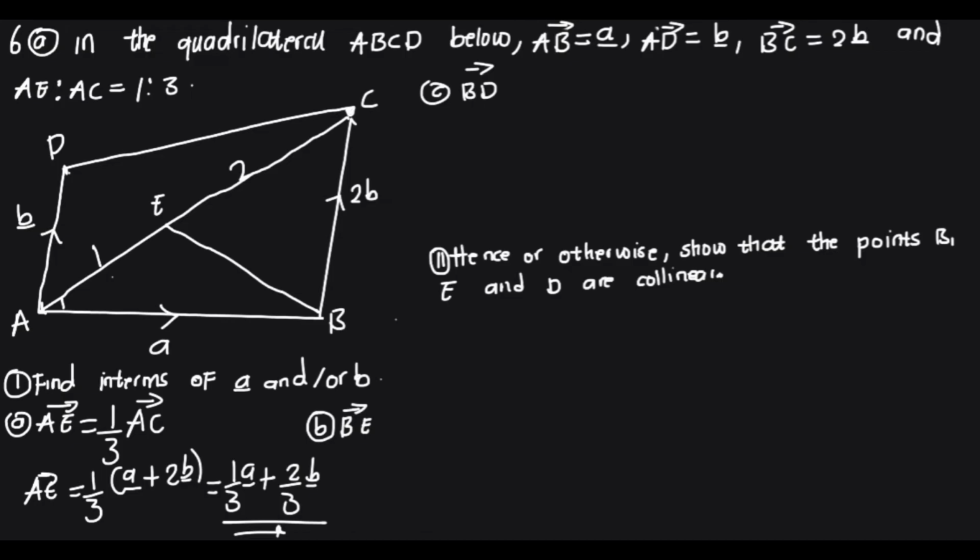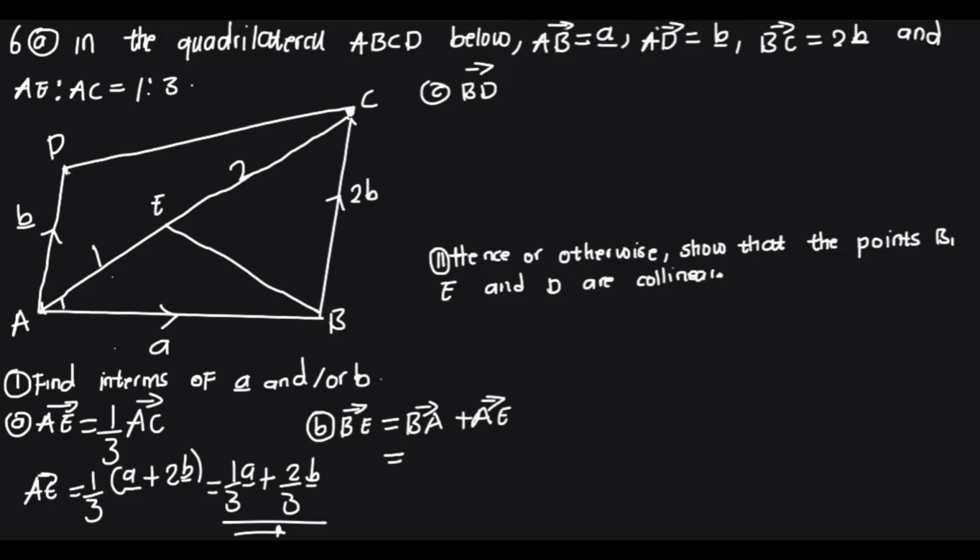Okay, now let's move on to vector BE. We want to move from B to E here. So for us to move from B to E, we can move from B to A and from A to E, since B to A we have it and A to E we have it. So let's do that. So BE is equal to BA plus AE.